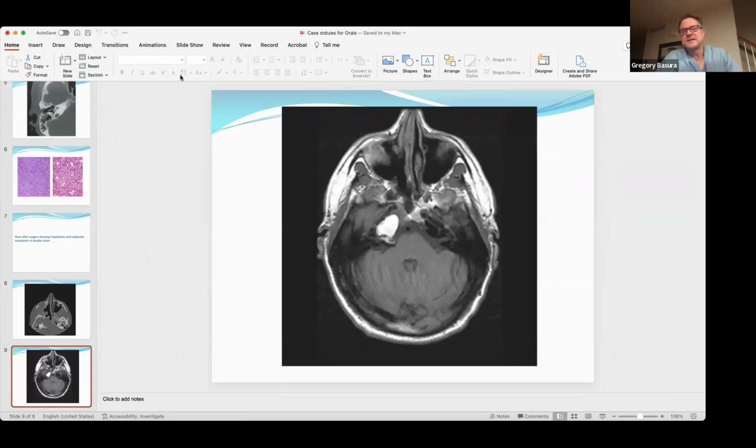So we talked about the patient being asymptomatic, correct? Yes. So would you necessarily operate on it if they're asymptomatic? Just some frontal headache? I don't think so. Right. Probably would just observe it.